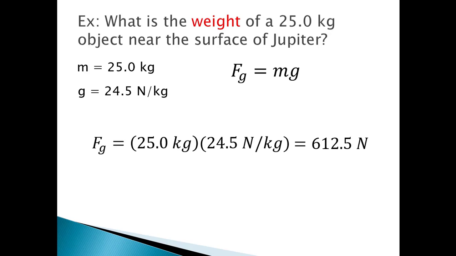Now I want to talk a little bit about rounding here. When you punch your numbers into a calculator, sometimes it spits out a whole bunch of numbers. So we want to come up with a convention to round to a specific number. And what we're going to do is look at the number of digits in the numbers in our problem. So for example, 25.0 kilograms has 3 digits in it. We are going to round our answer to the same number of digits. So since 25.0 has 3 digits, we're going to round our 612.5 to 613. So the weight of a 25 kilogram object on the surface of Jupiter is going to be 613 newtons.